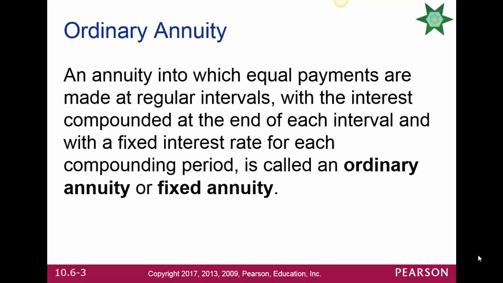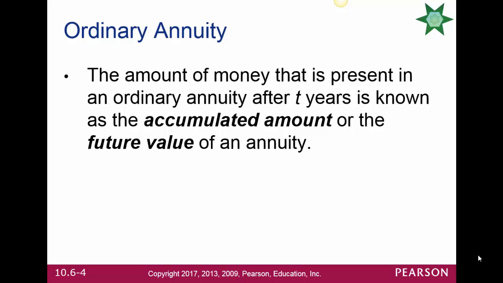An ordinary annuity is one in which equal payments are made at regular intervals with the interest compounded at the end of each interval and with a fixed interest rate for each compounding period. This is called an ordinary income annuity or a fixed annuity. The amount of money that is present in an ordinary annuity after T years is known as the accumulated amount or the future value of an annuity.